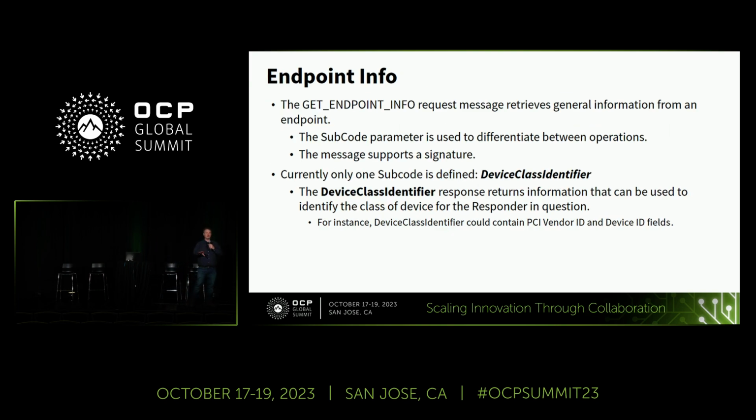Last of the new features is endpoint info. So this is a little bit more generic command, but this just lets you get information out of the device about the device, right? It's telling you about itself. The primary use case for this really is you can get device identifier information. So, vendor and device ID, for instance. And that'll let you look up cached information about the device.